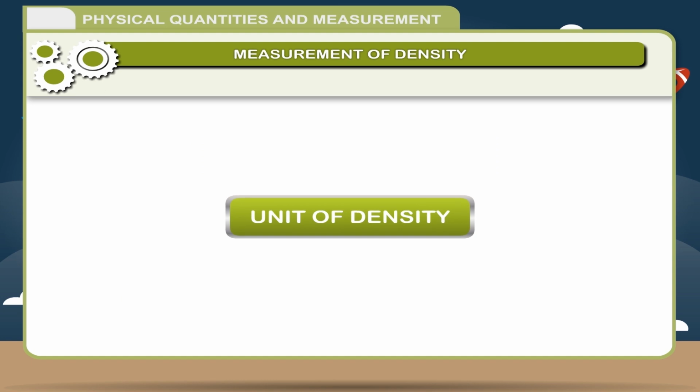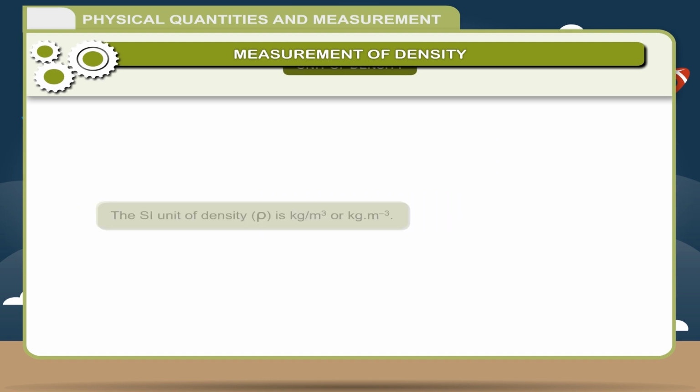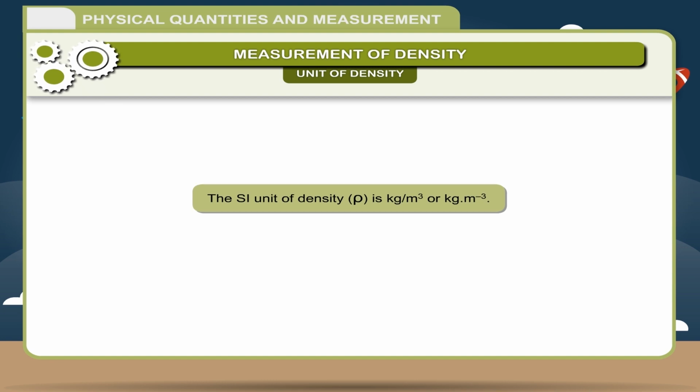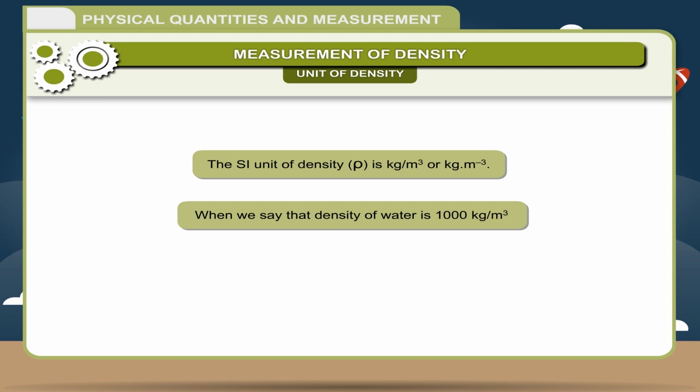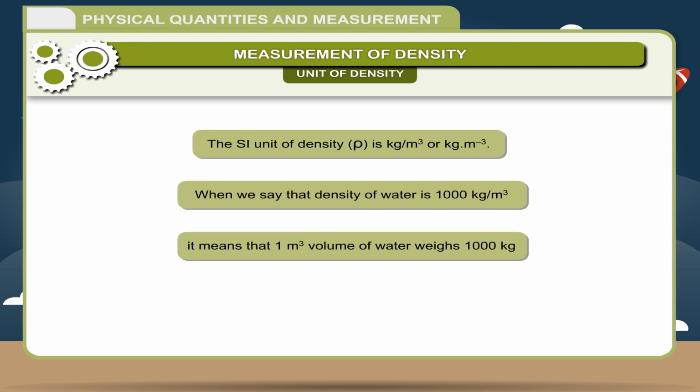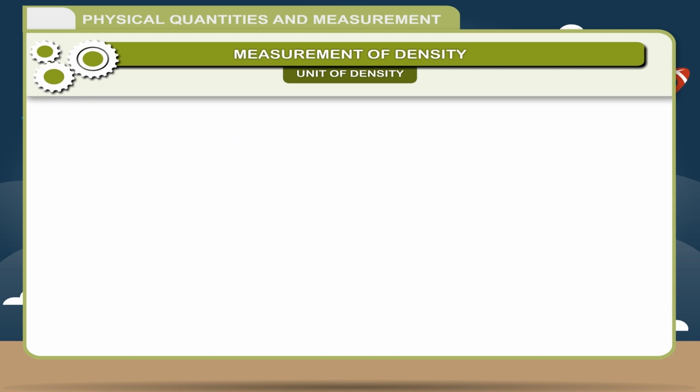Unit of density. The SI unit of density, ρ, is kilogram per meter cube, or kilogram into m raised to the power minus 3. When we say that density of water is 1000 kilogram per meter cube, it means that 1 cubic meter volume of water weighs 1000 kilogram. A smaller unit is gram per centimeter cube.